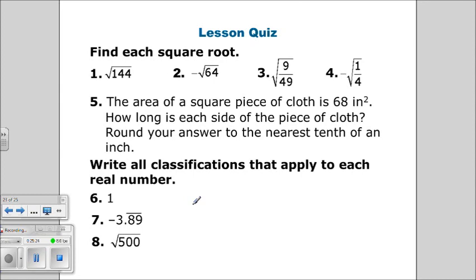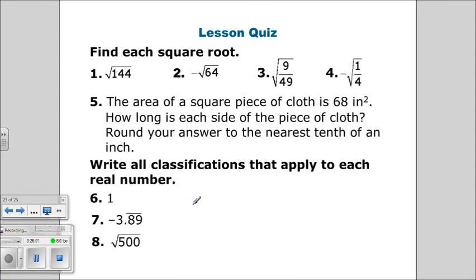What about the second one? Negative square root of 64. Negative 8. Why? Because 8 times 8 equals 64, and the negative is multiplied by the radical symbol. Number 3. Square root of 9 over 49. 9 could be 3 power 2. 49 could be 7 power 2. So 3 over 7. But also number 4. Negative square root of 1 over 4. The 1 could be 1 power 2. The 4 could be 2 power 2. So it's equal to negative 1 over 2.